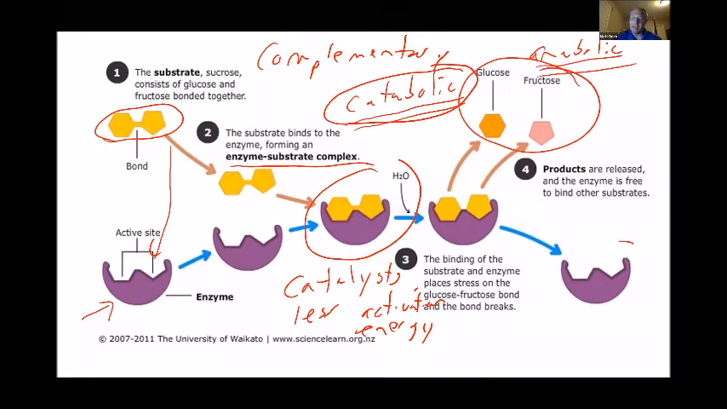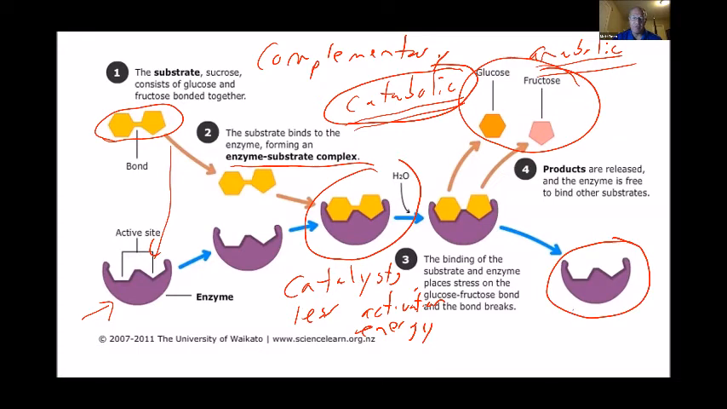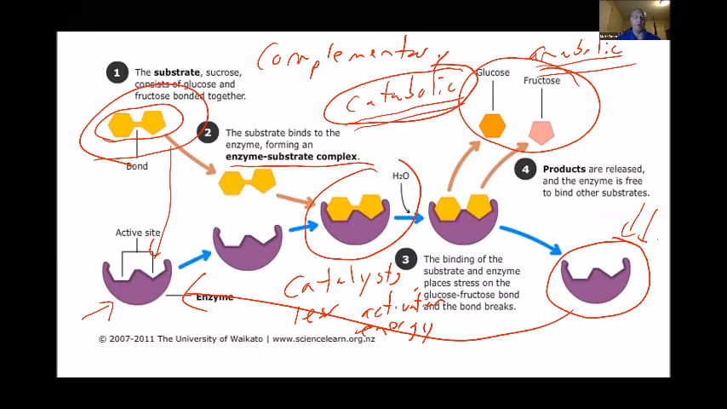And notice the enzyme doesn't look any different than it did at the beginning. The enzyme is unchanged by the reaction, and it can be used over and over again. So in an enzyme catalyzed reaction, the substrate's eventually going to get used up. It's going to run out. But the enzyme doesn't run out. It can be used over and over again to catalyze the reaction that produces the products from the initial substrates.